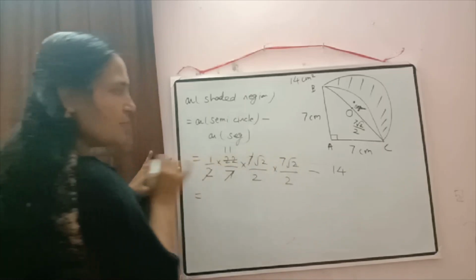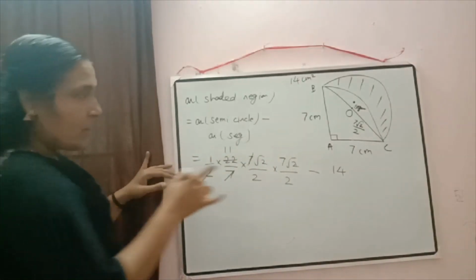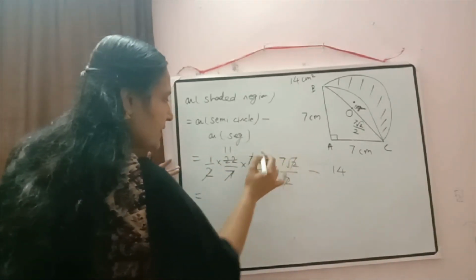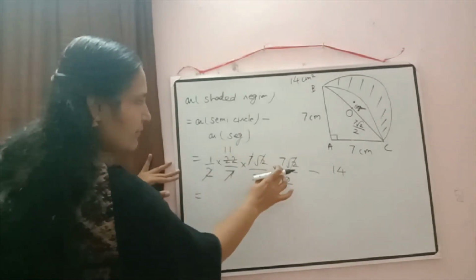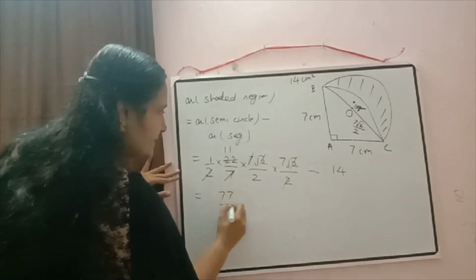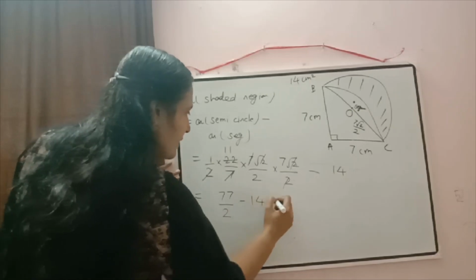What is root 2 into root 2? 2. So 1 2 also will get cancelled there. So what is remaining here? 11 into 7, 77 by 2 minus 14.